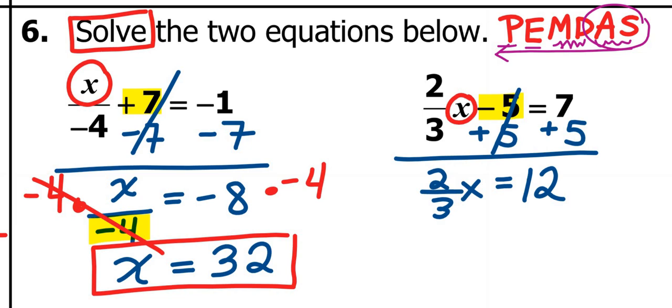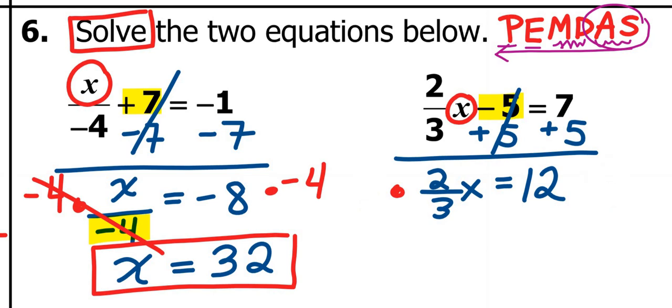Now, 2/3 times x. Whenever you have a fraction in front of x, you can deal with it step by step, or you can deal with it at once. So in order to get rid of 2/3, I could multiply both sides by the reciprocal. So I can multiply both sides by 3/2, and that will cancel the left-hand side. Or I can take it step by step. So let me undo all of that.